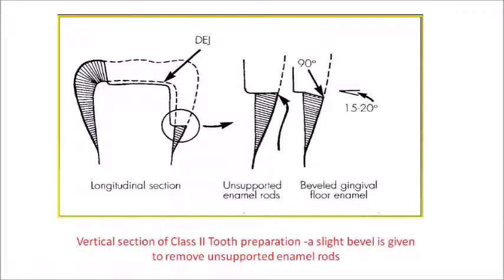This is a picture which is showing the longitudinal section as well as explaining the supported and unsupported enamel rods. In the first section, which is the longitudinal section of the class 2, you will have unsupported enamel rods. Okay, it is shown here in the arrow, unsupported enamel rods. When we are beveling the gingival floor, the unsupported enamel rods are removed. So normally the beveling is given up to 15 to 20 degree. Vertical section of class 2 tooth preparation is shown here. A slight bevel is given to remove the unsupported enamel rods.